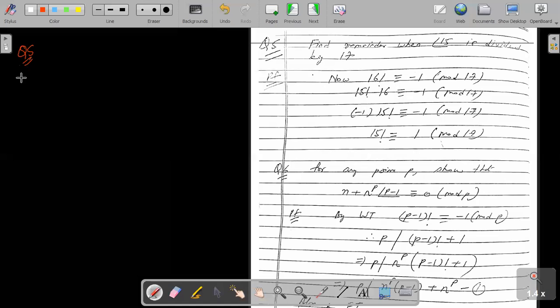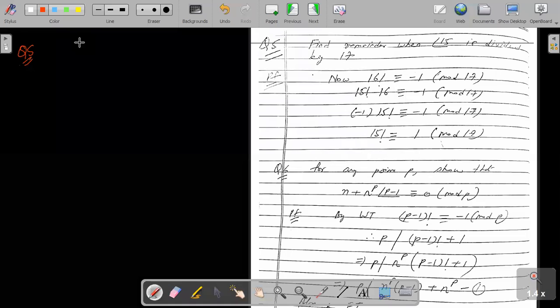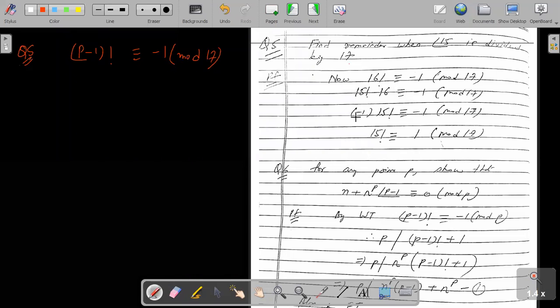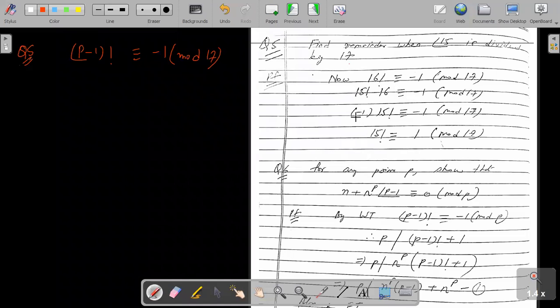Now notice the next question. Find the remainder when 15 factorial is divided by 17. The second part is also similar, you can do it yourself. So you see 15 factorial is divided by 17, which is prime. From Wilson's theorem we know p minus 1 factorial is congruent to what? Minus 1 mod 17. Beta, if the question were 13 factorial divided by 17, you see, the number by which you have to divide, you take the mod of that number. Is it fine?